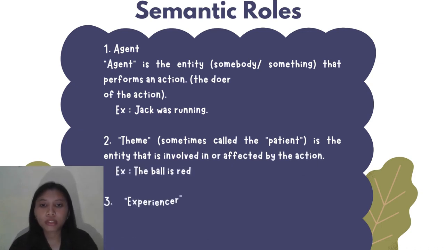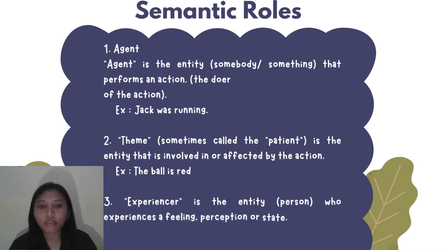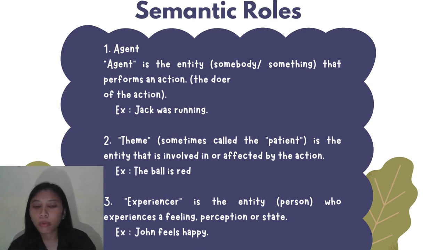And then number 2, theme, sometimes called the patient, is the entity that is involved in or affected by the action. For example, the ball is red, so the theme in here is the ball. And then number 3, there is experiencer. Experiencer is the entity or a person who experiences a feeling, perception, or state. For example, John feels happy. John is the person and happy is the feeling.